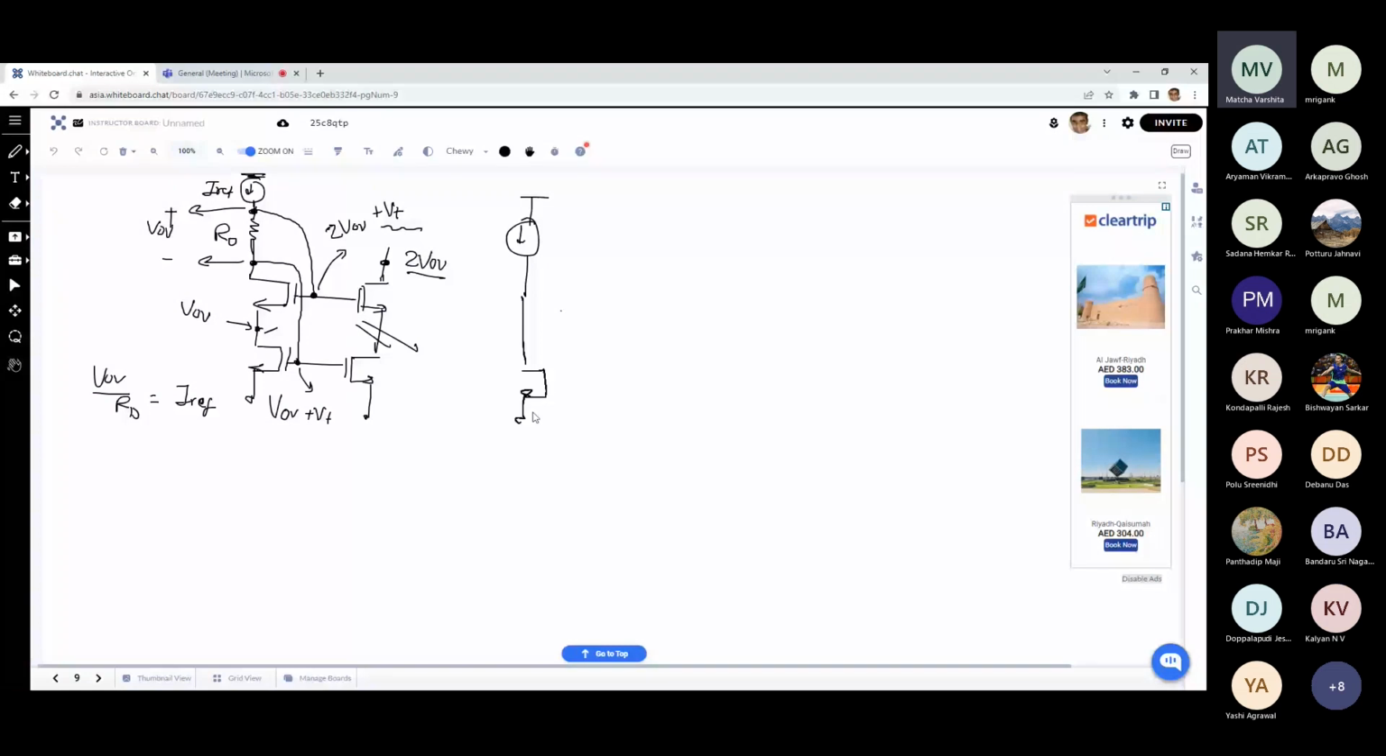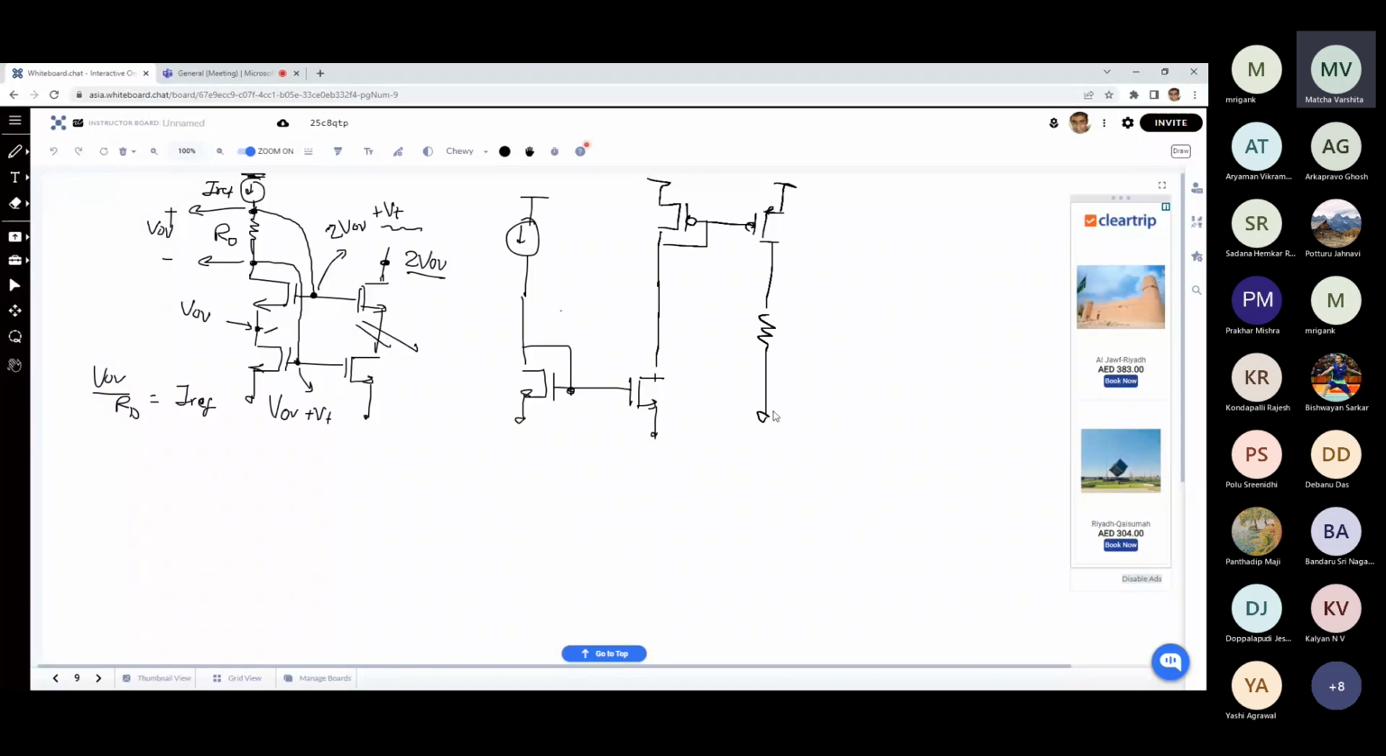So current steering means you are basically changing the direction of the current from PMOS to NMOS, and then you are routing it back into another branch. So, for example, this is an example of current steering. Here you are having RD, and you are getting IREF over here, and then maybe you are having W by L, 4W by L, and then this is W by L2, and this is 4W by L2.